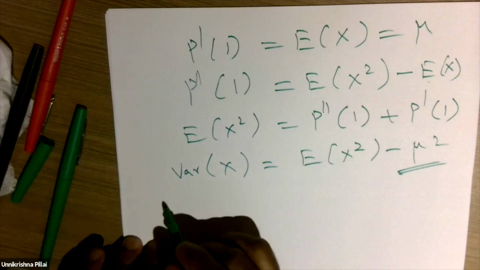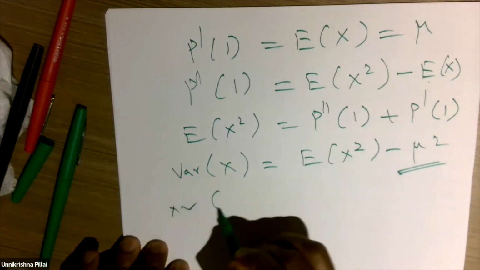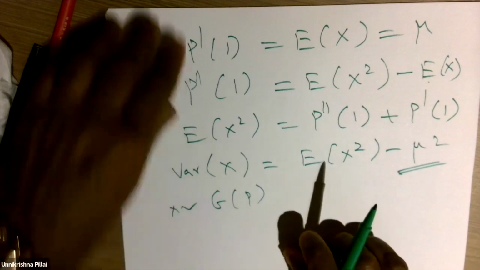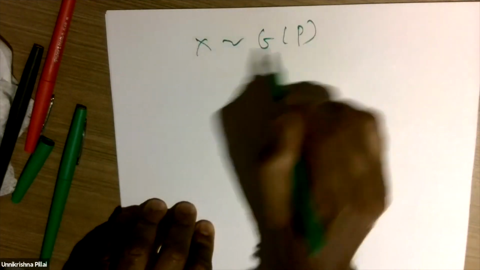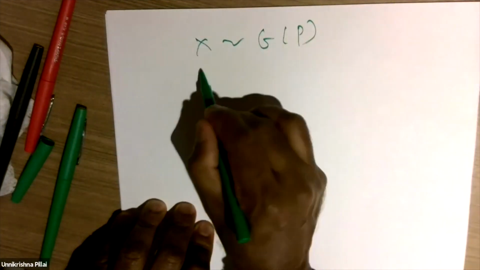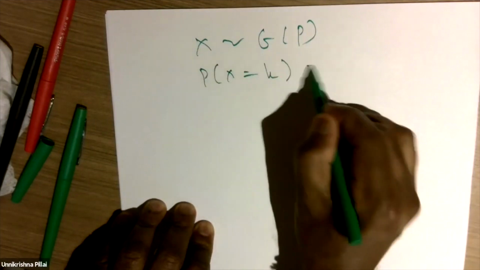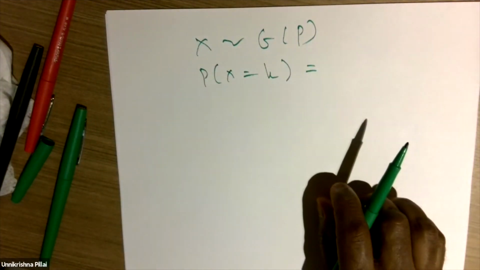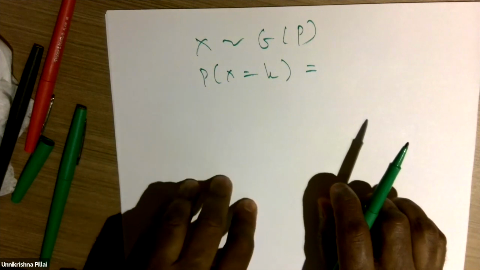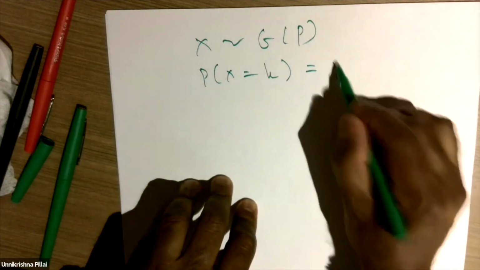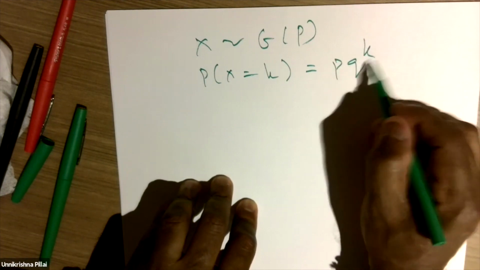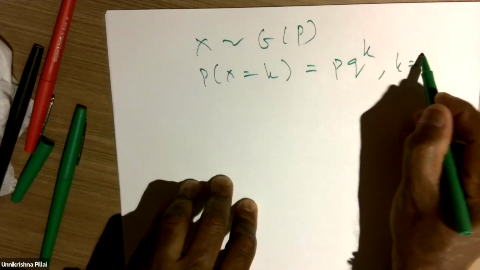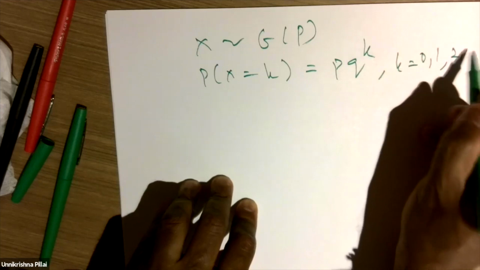So let's say X is a geometric with parameter p. So that's a discrete random variable. The probability of X equal to k, remember, is the probability of getting the first head after k tosses. So that is p q to the power k, for k equal to 0, 1, 2, 3, etc.